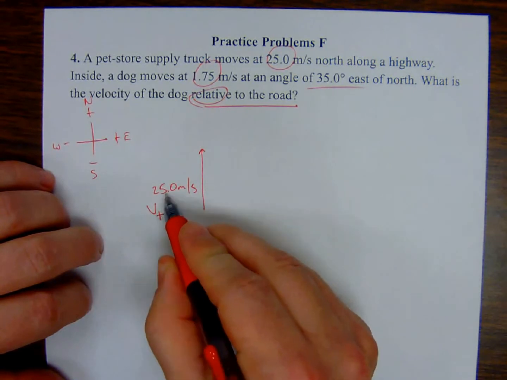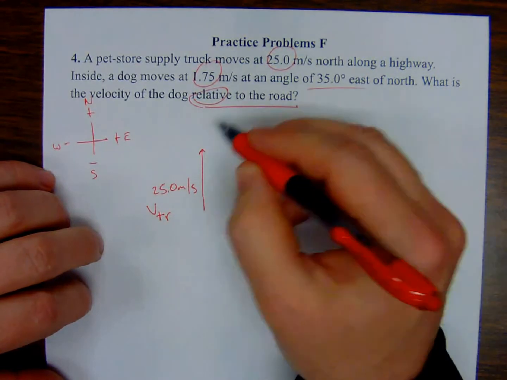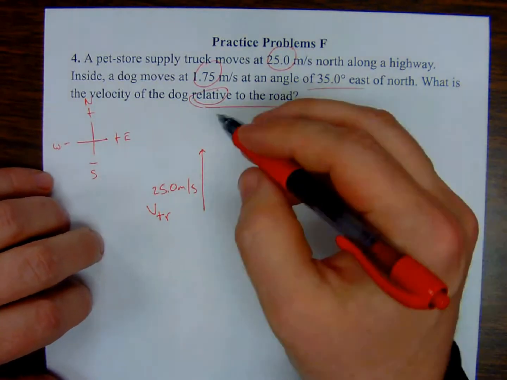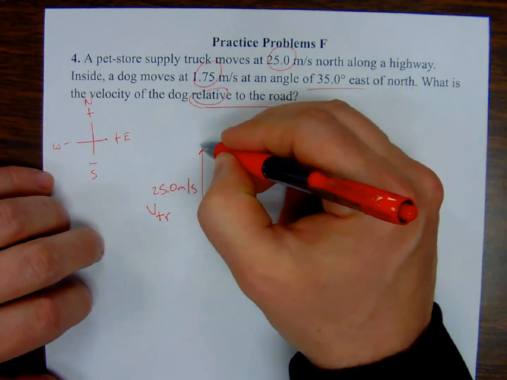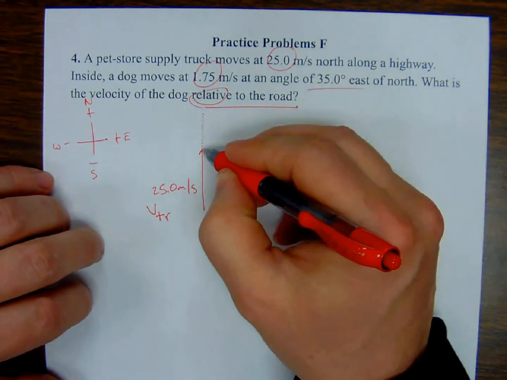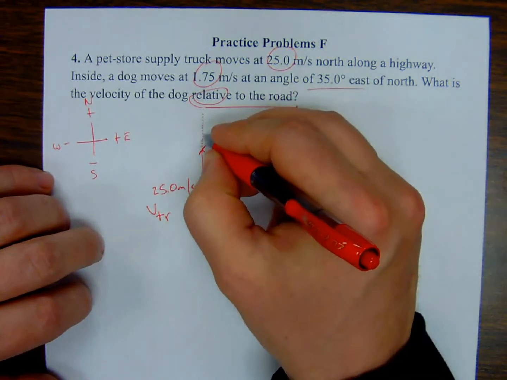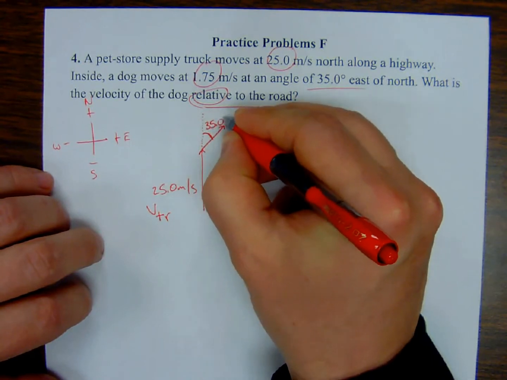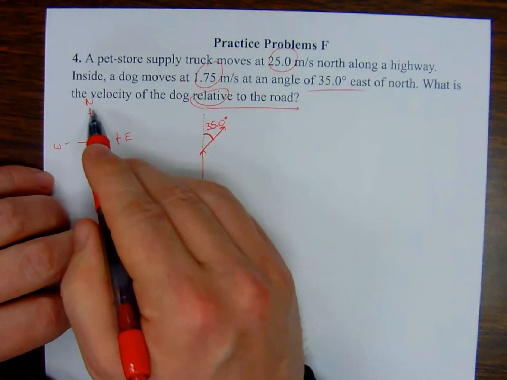Then inside that, we have this other motion. If I continue this up to show the rest of that y-axis, we have another velocity, and this angle is 35.0 degrees. And it's east of north. North is straight up, and so east is going to be down that way. So that means this is the 35-degree angle, not this. So you have to be careful when you're doing that.